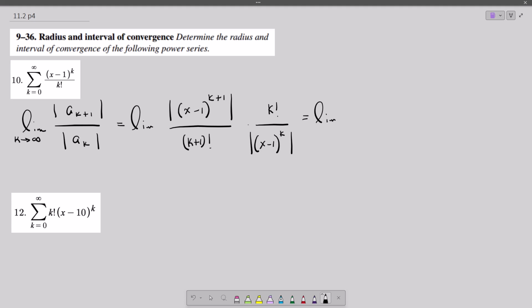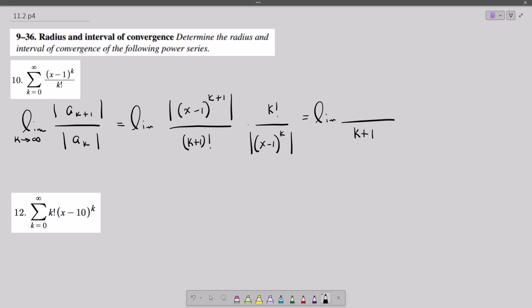There's so much cancellation. Let's look at the k factorials first, and we see that, oh, there's a k plus 1 left in the bottom, because k plus 1 factorial is k plus 1 times k factorial. So we know that it's going to reduce to just k plus 1 in the denominator.